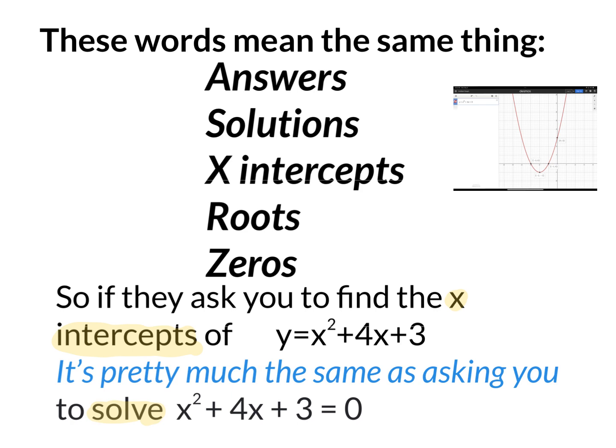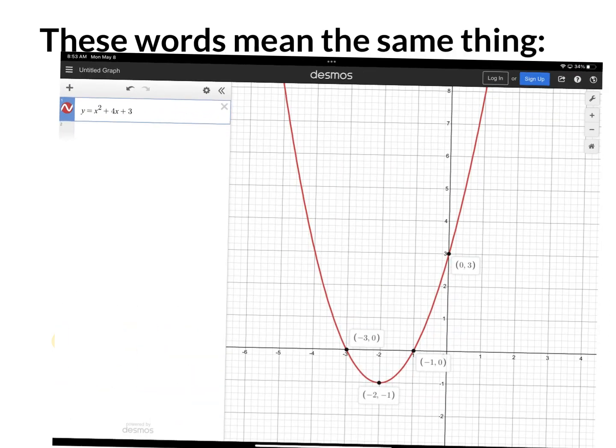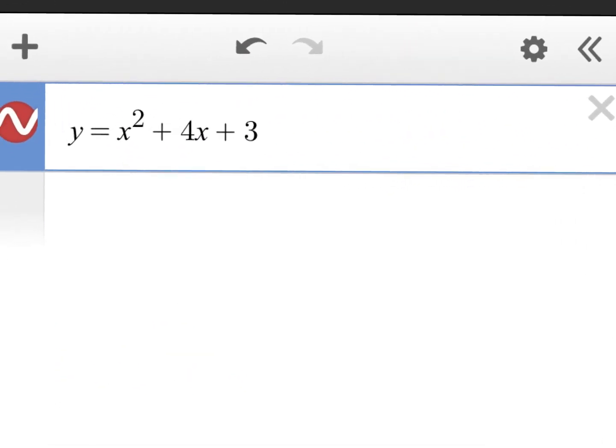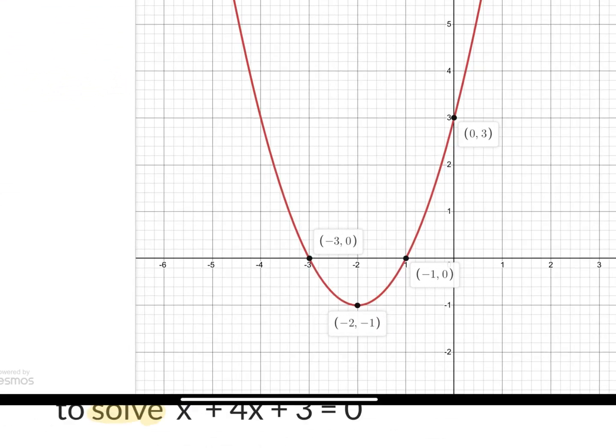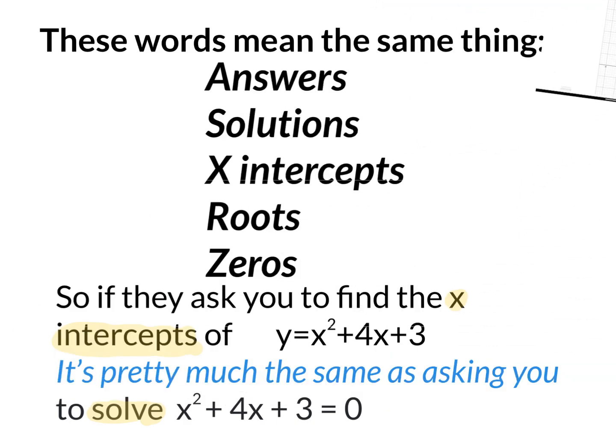Now, if it all means the same thing, what's the easiest thing to do to find the answers to this equation or to find the x-intercepts? So the easiest thing to do, obviously, is to type it into Desmos. y equals x squared plus 4x plus 3. And then you get that parabola. And then all you have to do on Desmos is click on the location of where your parabola crosses the x-axis, and the coordinate will appear. Therefore, you know your answers are x equals -3 and -1. Cool?